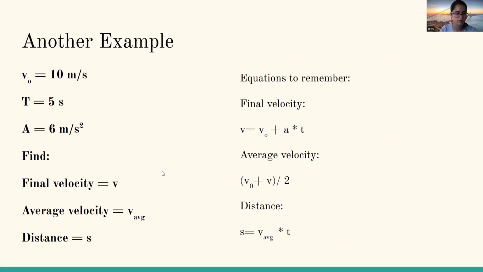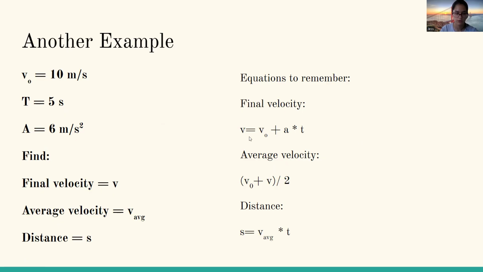Now let's try another example. Let's say v0 is 10 meters per second, t is 5 seconds, and a is 6 meters per second squared. You want to find the final velocity, the average velocity, and the distance. So equations to remember: final velocity, average velocity, and distance.